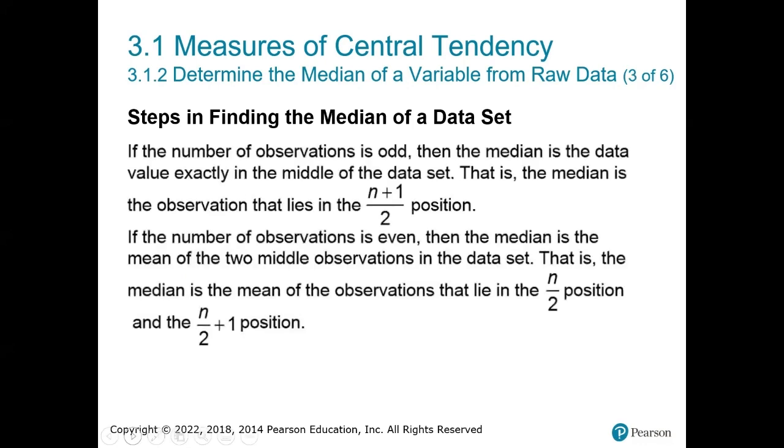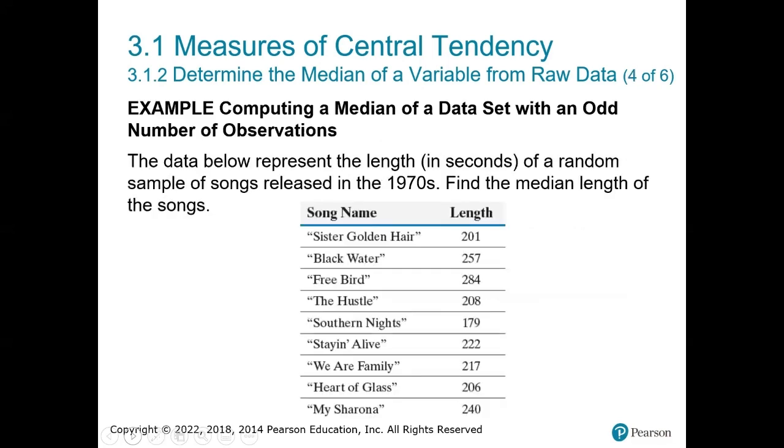The other way you can do that is take your data, and if it's odd, then the median is the data value exactly in the middle of the data set. That is, the median is the observation that lies in the (n+1)/2 position. We'll go through this on the next slide. So this is an odd set of numbers.